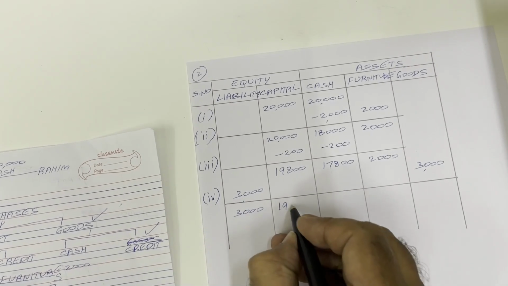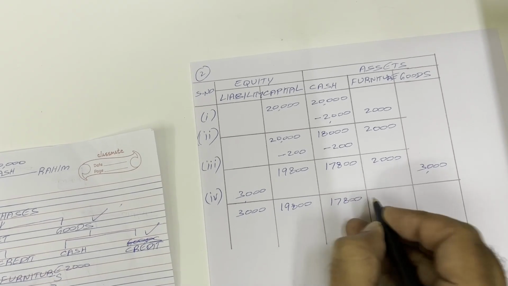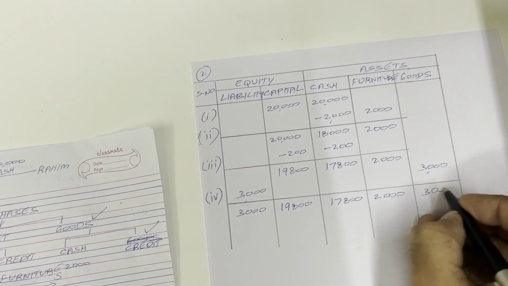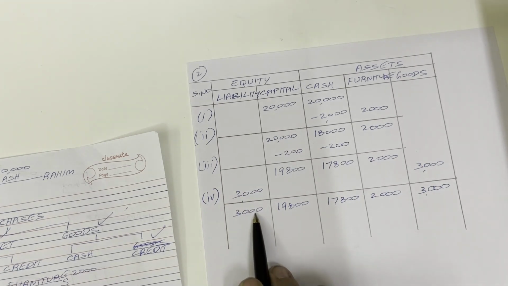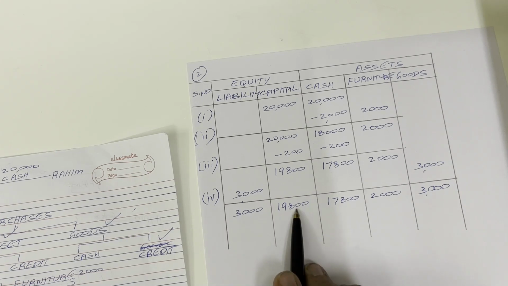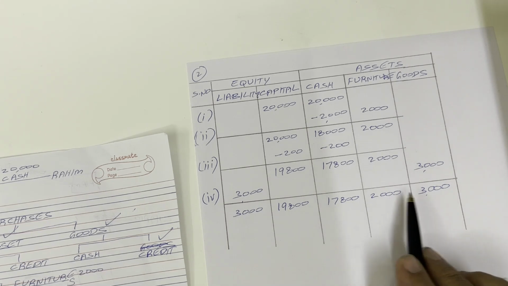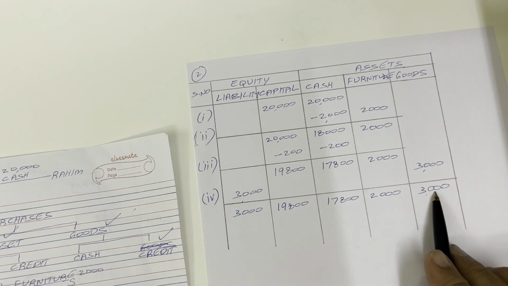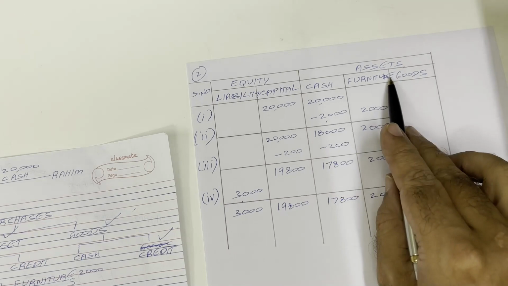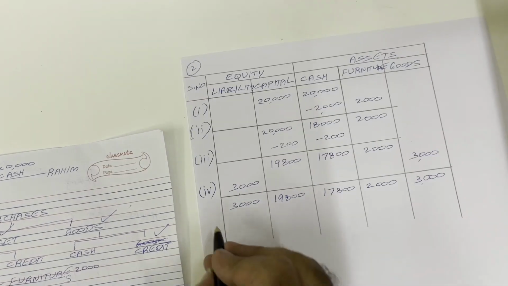Capital 19,800. Here cash 17,800, furniture 2,000, goods 3,000. So on the equity side, liability 3,000 plus capital 19,800, total 22,800. Asset side, cash 17,800 plus furniture 2,000 plus goods 3,000. These three amounts total 22,800. So equity is 22,800, asset is also 22,800. The accounting equation is satisfied. Next, fifth point.